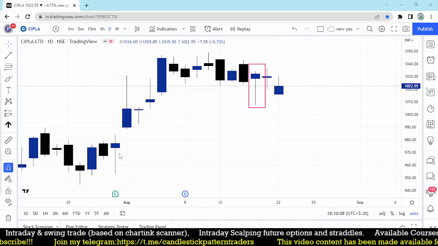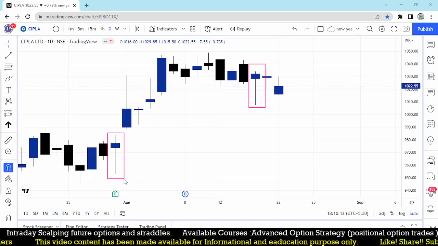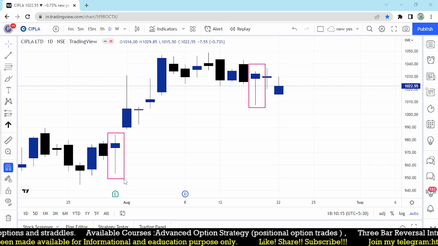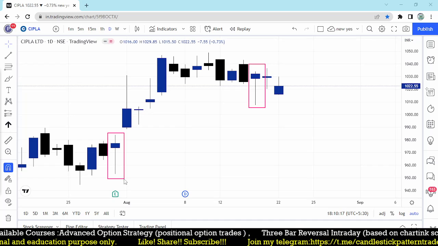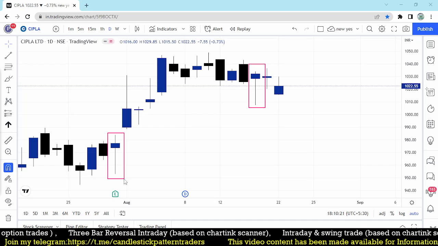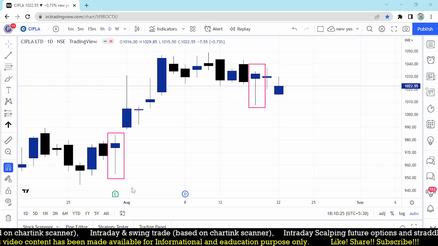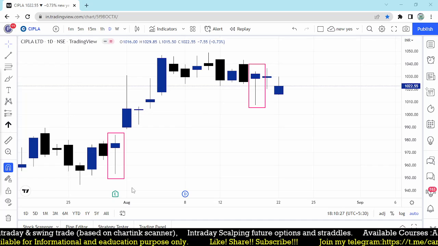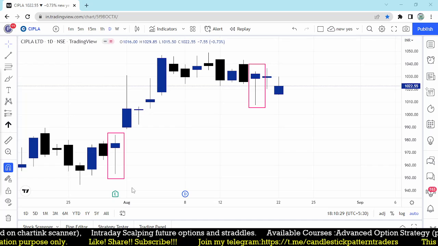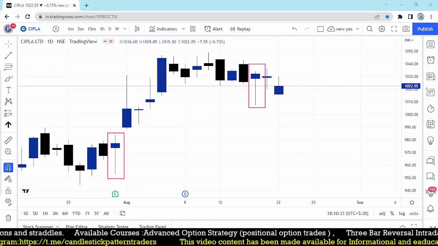Previously we mentioned the shooting star candle. Here we are going to find out the hammer candle, how many stocks are forming a hammer kind of candle at a bottom. So we are focusing on a buy opportunity. If a hammer candle forms at the bottom, there may be a reversal in that particular stock. Such things we are going to filter by the charting scanner. So let me create the scanner.